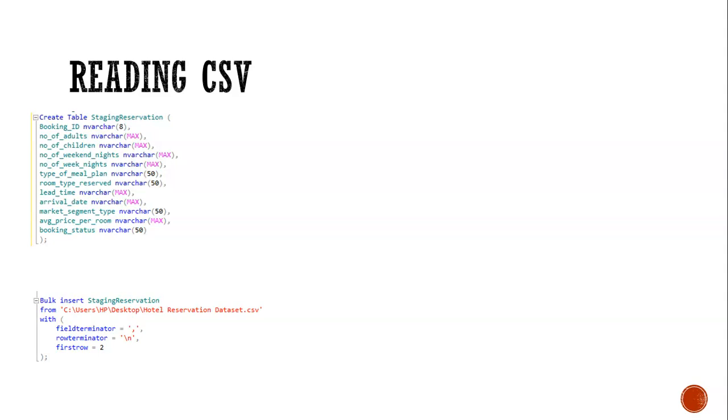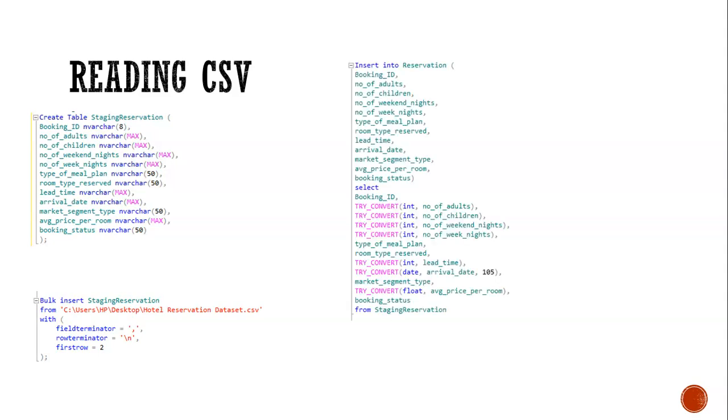So this is the code I use to read from the CSV file. This is just bulk insert into staging reservation. This means that all the rows will be inserted in the staging reservation table at once from the path given below, with field terminator as comma because it is a comma separated file, and the row terminator was \n so that the code can differentiate between different rows, and the first row is set to 2 because the first row in the CSV file only showed the column names.